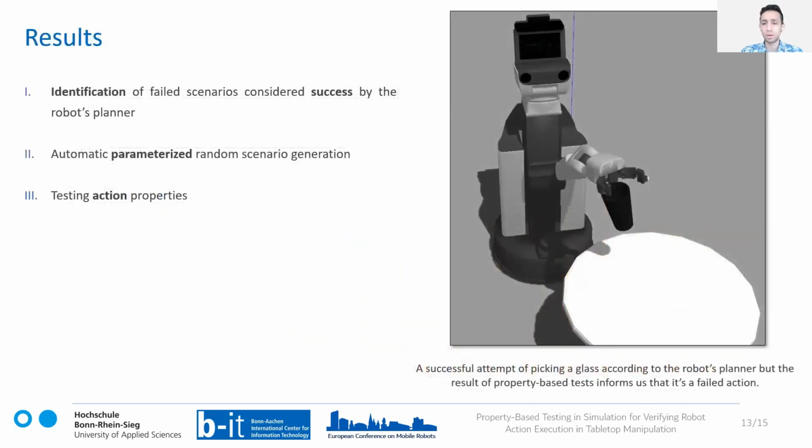The main outcomes of this work are that, firstly, the property-based test approach, in combination with parameterized and randomized scenarios, is able to consistently identify failed actions, even when the actions were considered a success by the robot's trajectory planner. Secondly, by the parameterized and randomized scenario generation, we were able to repeatedly test the robot in a variety of diverse scenarios, identifying common failure patterns. Thirdly, leveraging the simulator's information of the absolute state of the world is an advantage of the approach, as it enables the testing of various action properties.